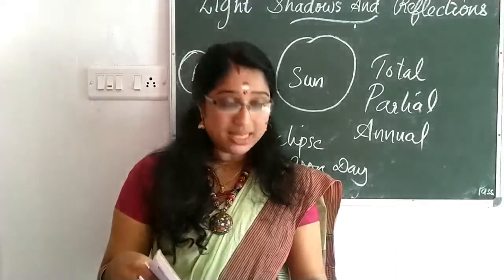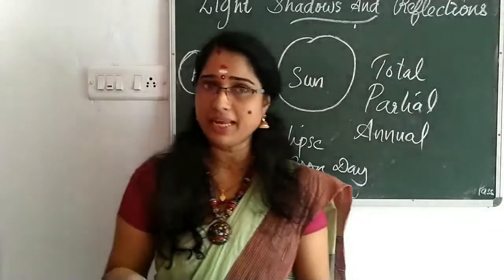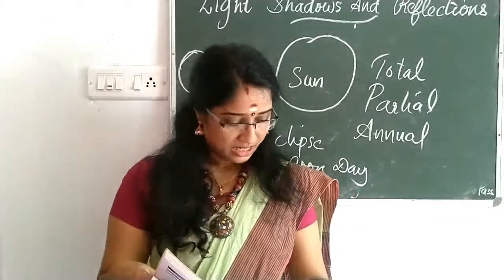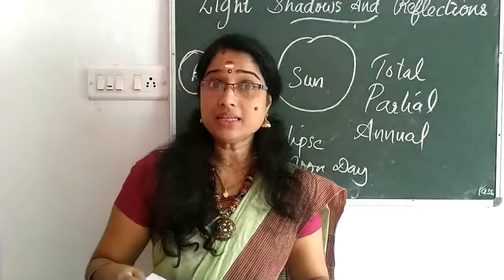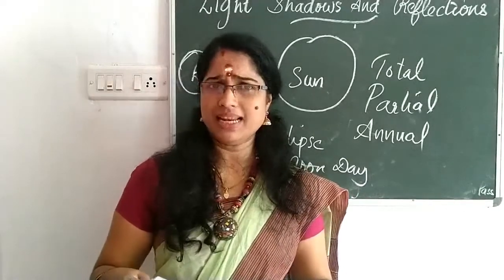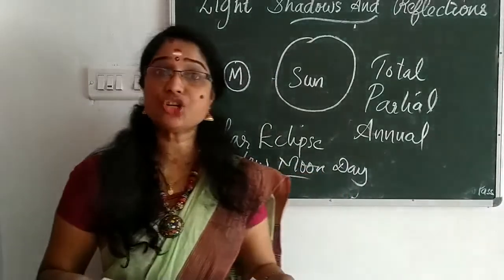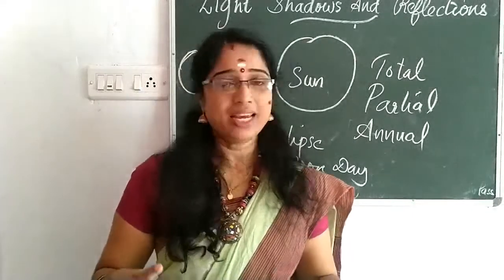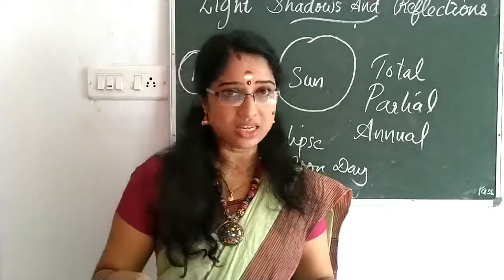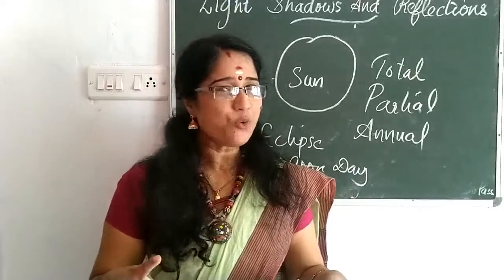Okay. Now I will read the questions, and the answers will be given through WhatsApp later. Now just listen. Define light year. One light year is the distance traveled by light. Is it in one month? No, in one year. That is a light year, the distance traveled by light in one year.